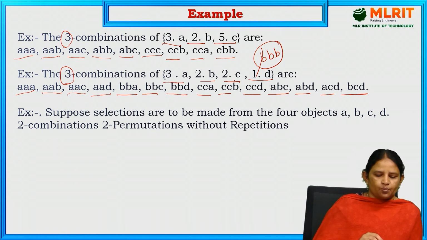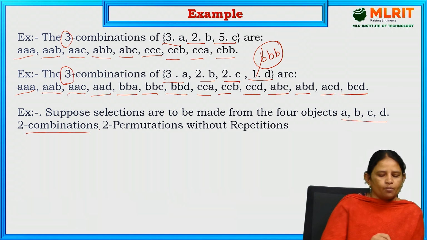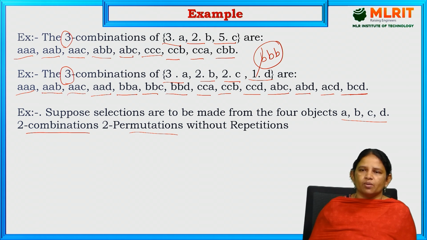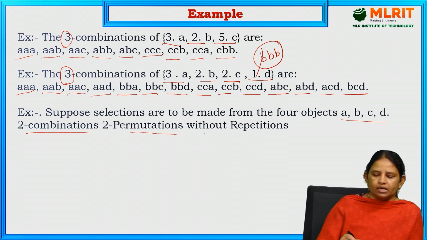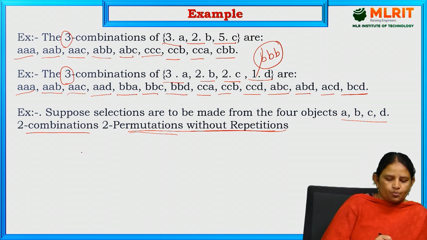Next, suppose you are going to make 2 combinations and 2 permutations from 4 objects A, B, C, D. That means there are maximum permutations without repetition. But we have to write without repetition. Combinations mainly consist of without repetition. How many combinations are possible?